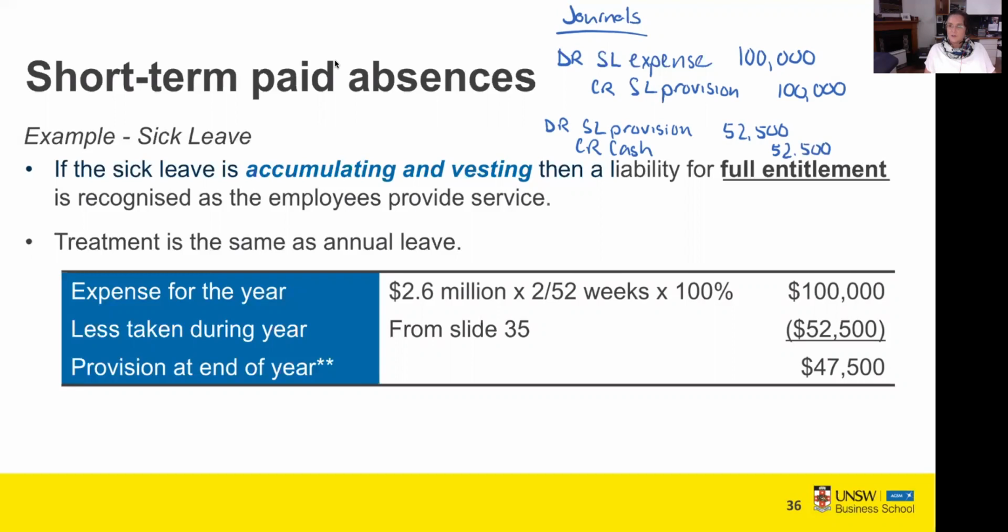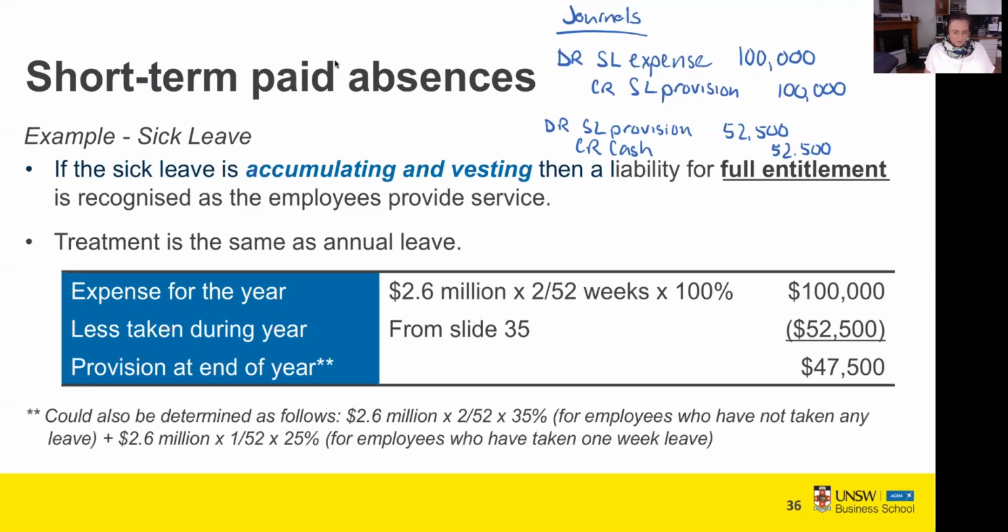The journal entries would look like this. The full amount will be initially recognised as an expense and corresponding provision, and as the leave is taken, we would have a second entry, debit provision, credit cash. So these are the summary journals for the year. Now, we already knew the 52,500 because we had calculated it earlier, but if we hadn't done the previous part of the calculation, here's an alternative way that you would have been able to calculate the provision in a more direct fashion if you needed to.